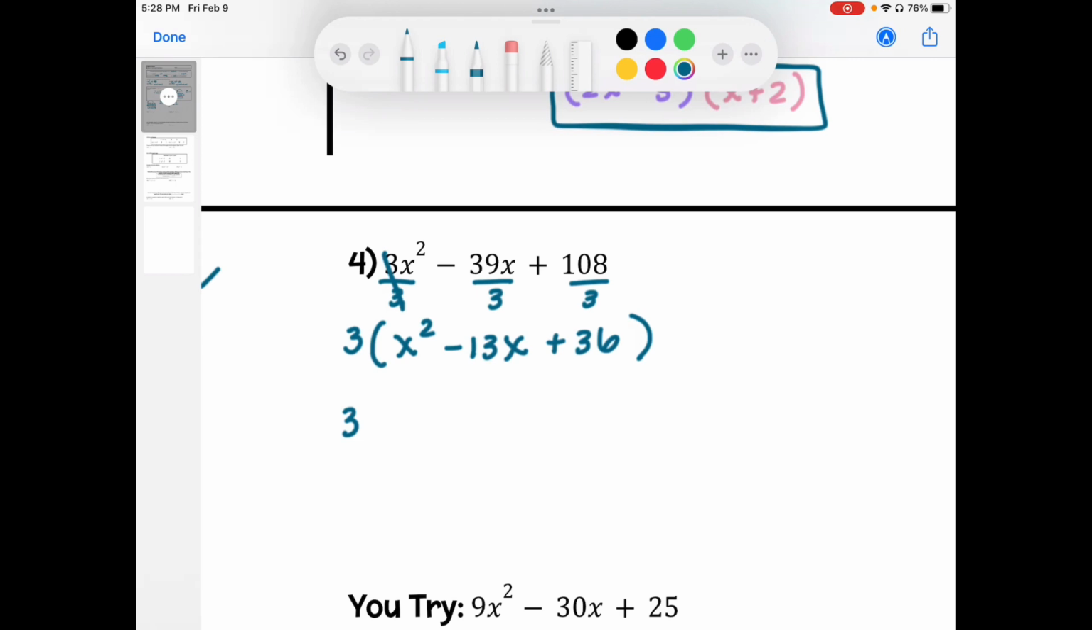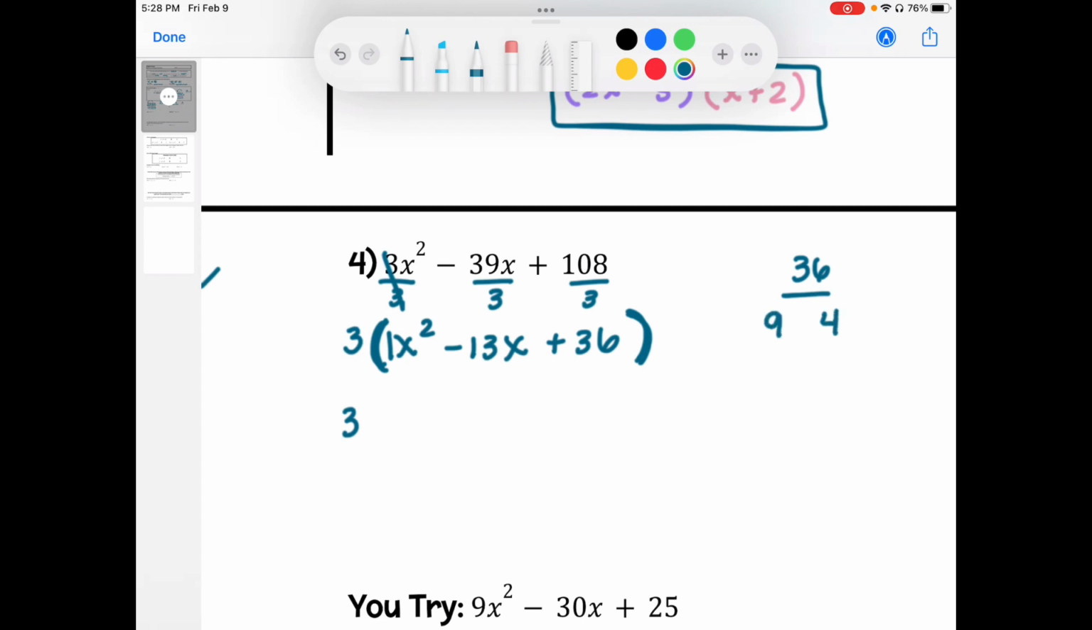So what we're trying to do now, a is 1, inside of the parentheses. So ignore everything else and just look at what's inside the parentheses now. A is 1. We're going to figure out what multiplies to 36 and adds to negative 13.